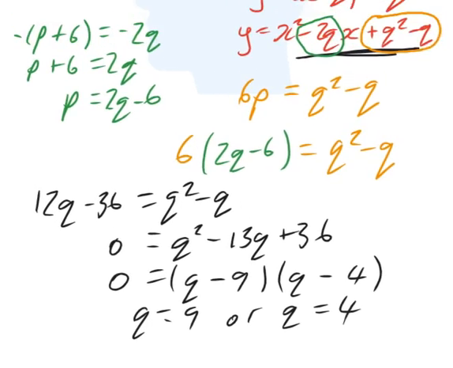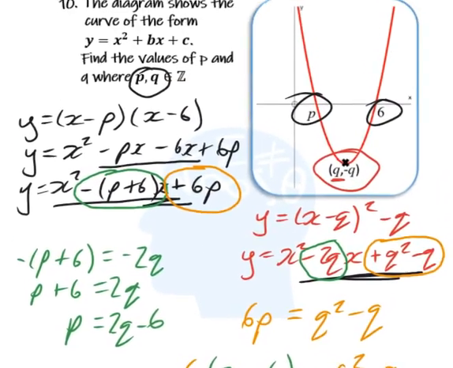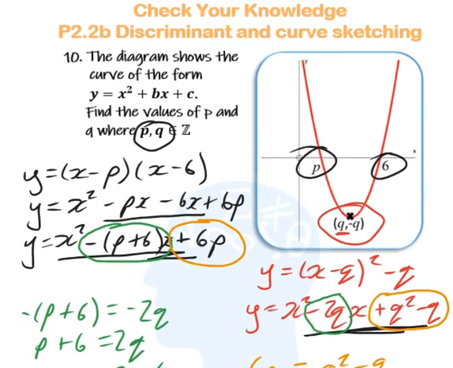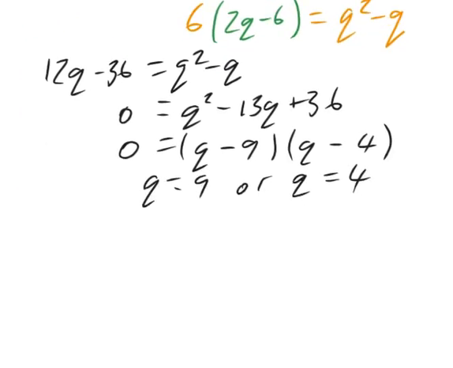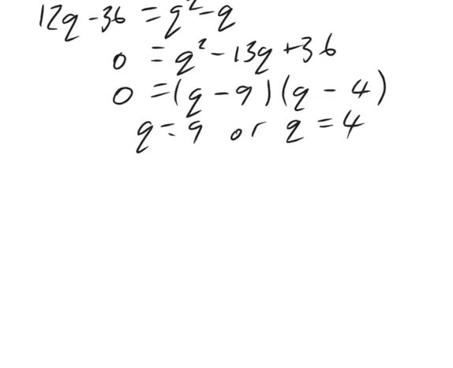Now we've got two possible values of q, but if we go back and have a look at our diagram, there it is, we can see that on our diagram the value of q has got to be less than 6. So what that means is for my two values, the one we're actually interested in is that one there. We can ignore that one. So we've got q equals 4.